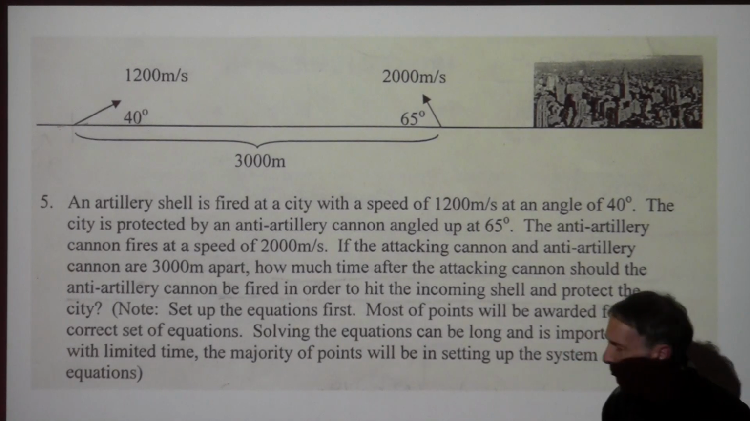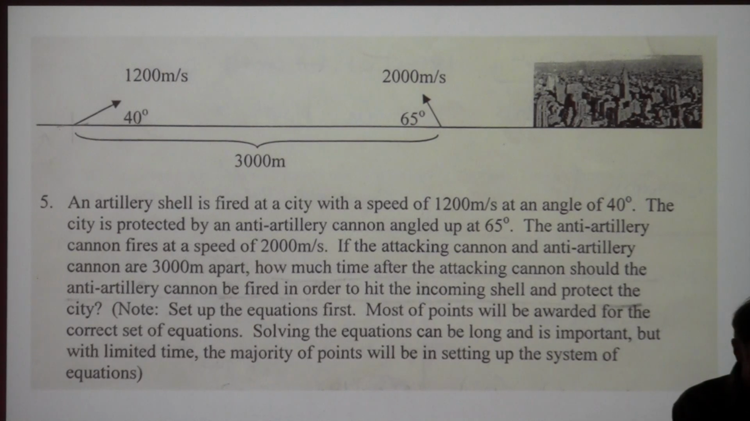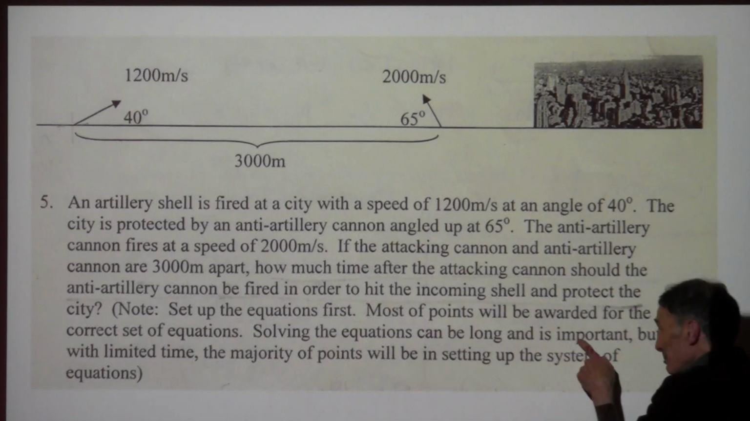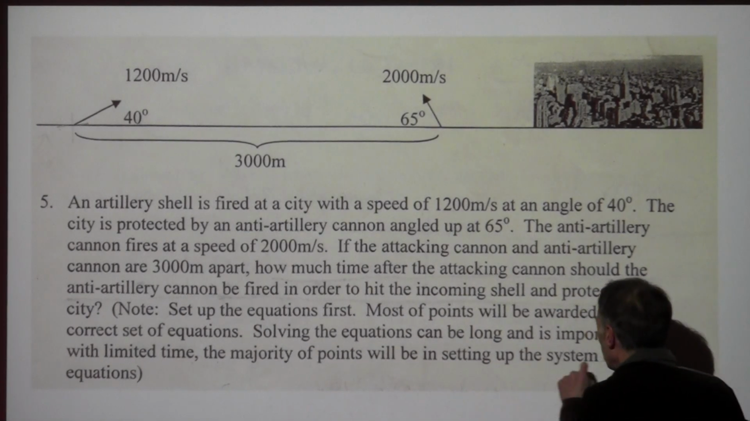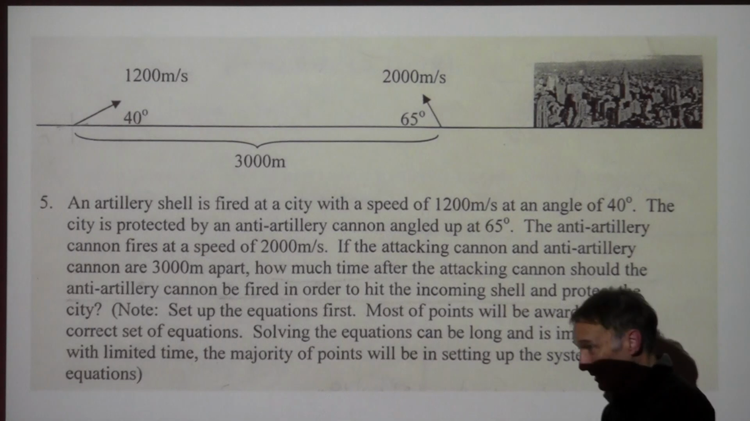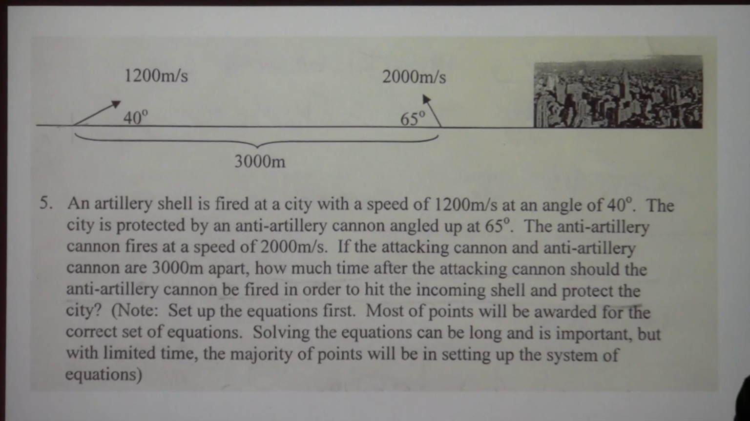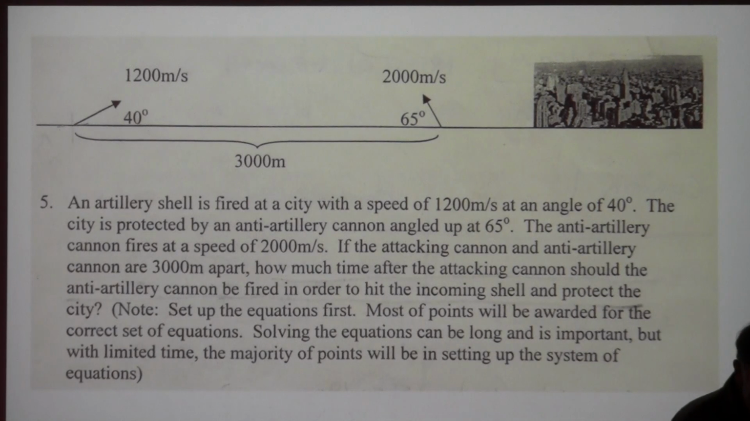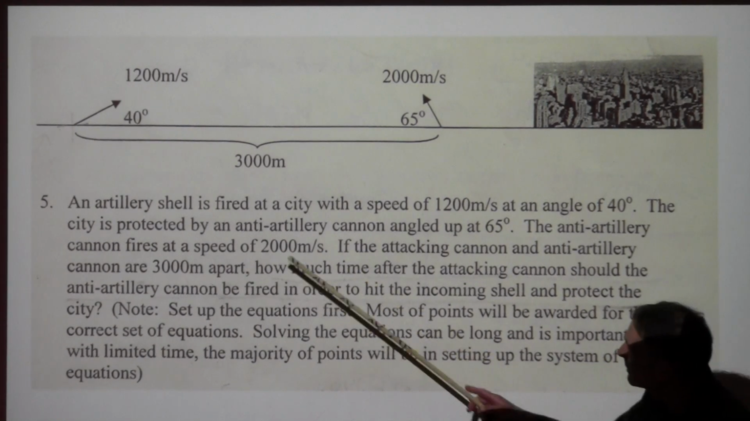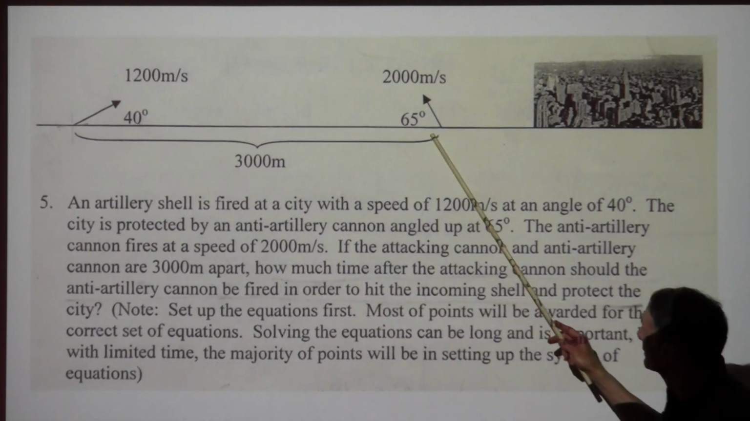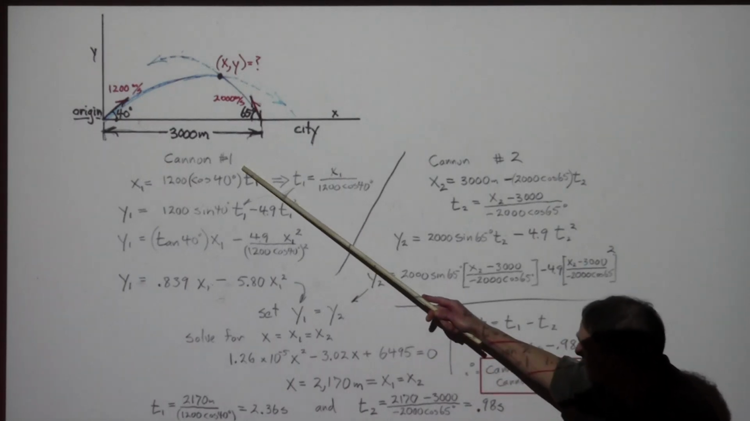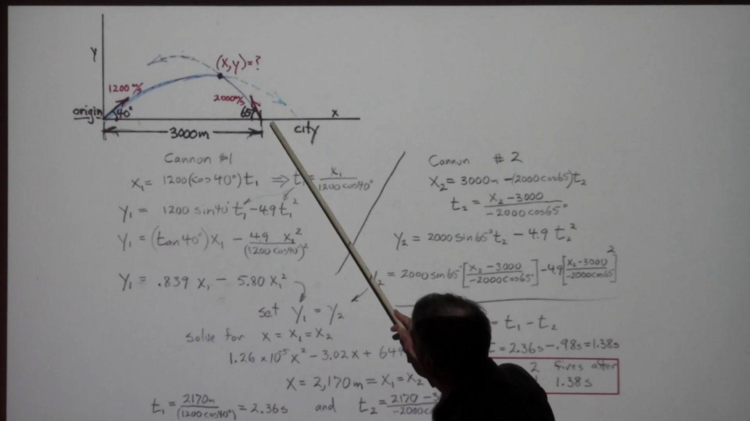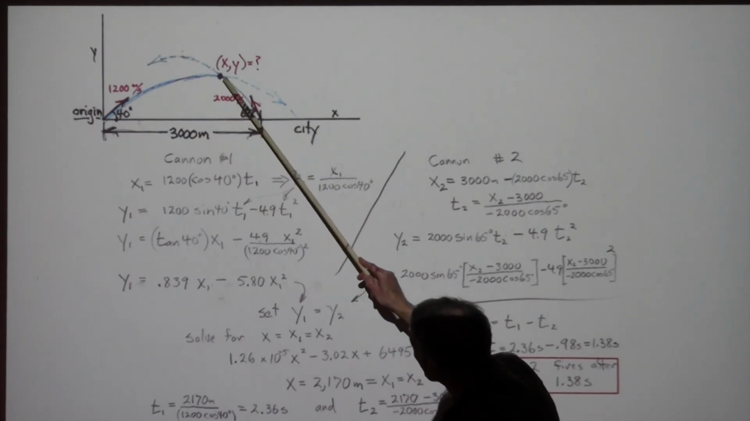I think what I'm going to do is just kind of talk you through a little bit of the setup. It gets pretty messy. In fact, he says, solving the equations can be long and is important, but with limited time, the majority of points will be setting up the system of equations. So you're going to lay out the pieces of the puzzle for him. Okay, so again, kind of look this over, he's got it pretty well summarized with this picture up here. So we need to talk about, again, 2 projectiles. Cannon number 1 is going to fire, and then we need to fire this other cannon, and they're going to intersect somewhere.